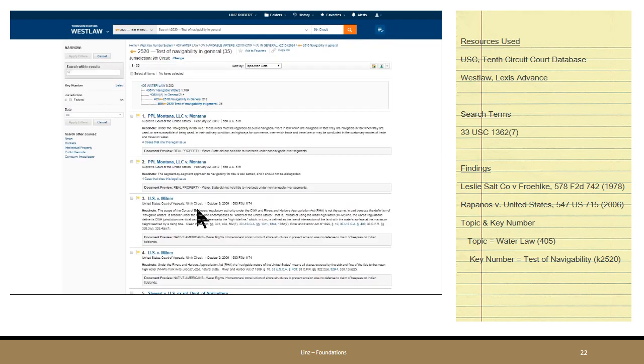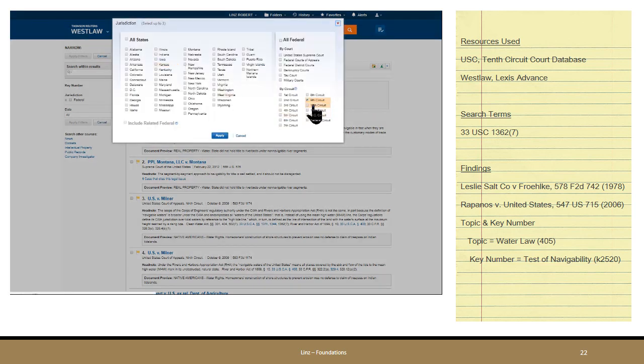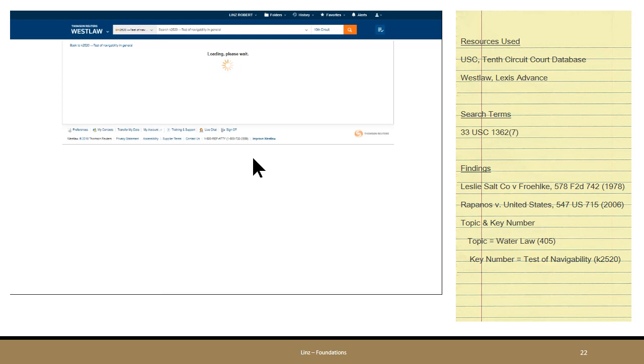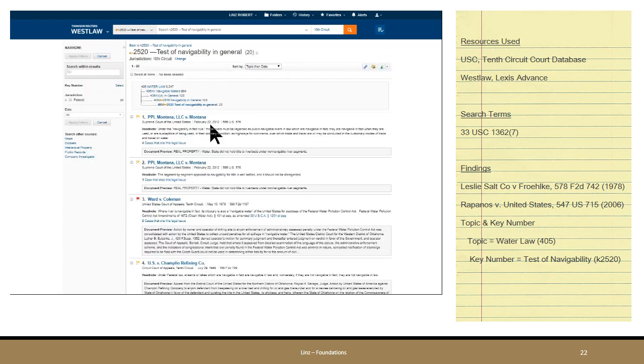For our purposes, though, assuming we're in the 10th Circuit, this doesn't help us find mandatory authority. So we would like to change our jurisdiction, which we can do here. We can click on change. We can change to the 10th Circuit and remove the 9th Circuit. We apply the filtering button, and lo and behold, we get 20 cases. So now we're more confident about the set that we have.